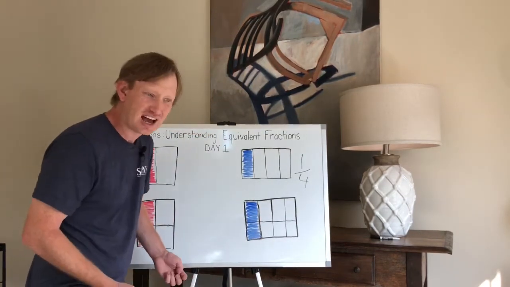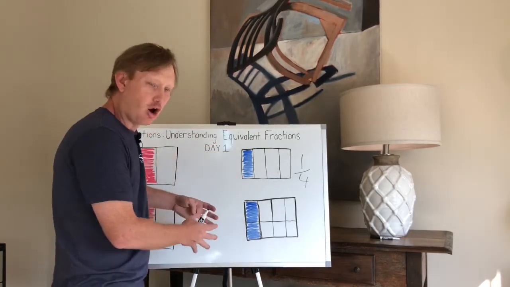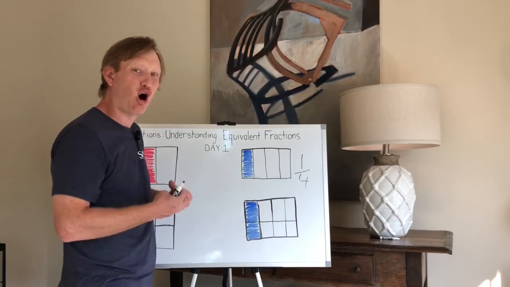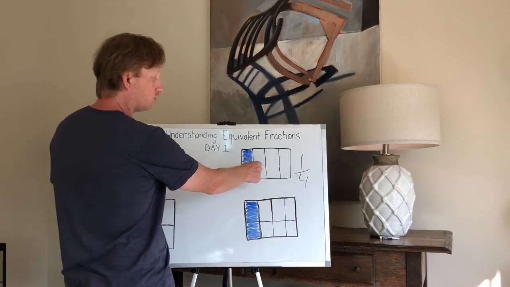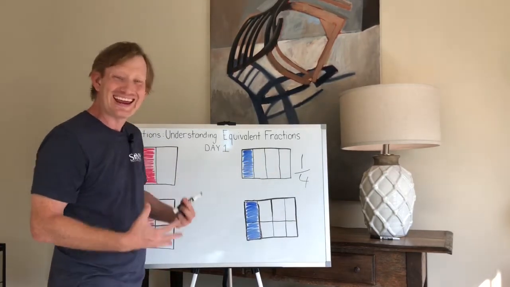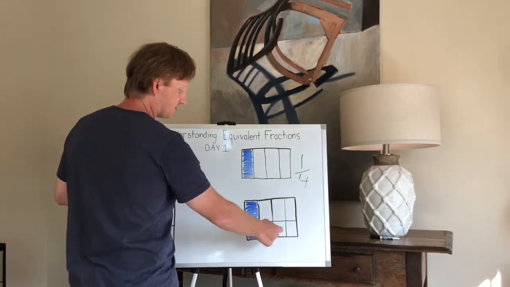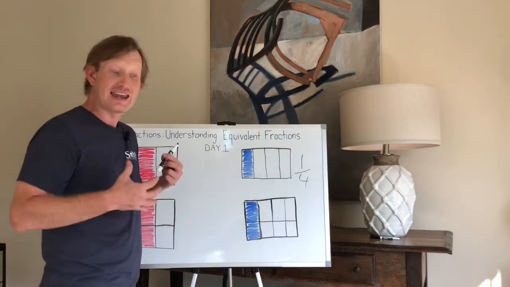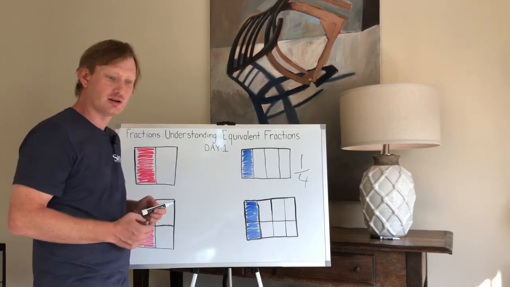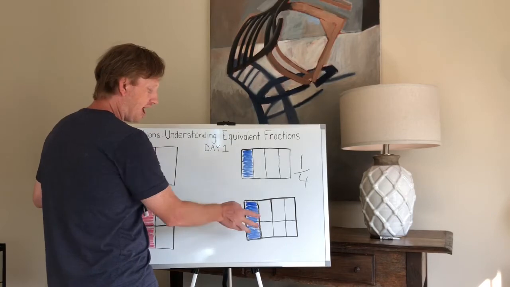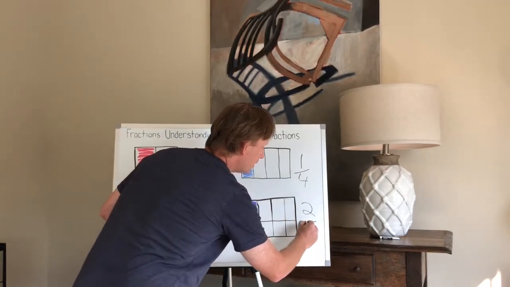Again, I didn't change the size. I didn't change the amount that was colored in. All I changed was how many parts to the whole there was. I went from 4 parts, 1, 2, 3, 4, to 8 parts. 1, 2, 3, 4, 5, 6, 7, 8. And now 2 parts, 1, 2, are colored in. So we have 2/8.